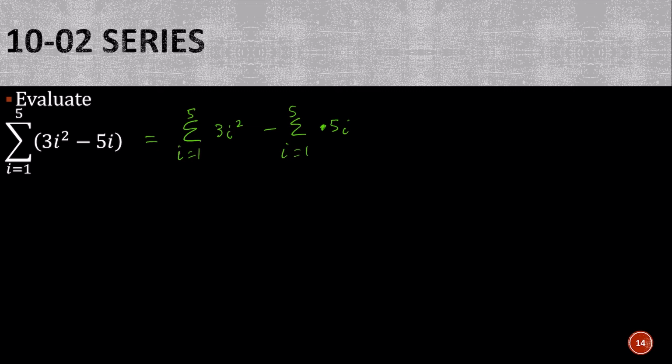Well, we could also factor. All of the first ones would have 3 times the i squared. So it would be 3 times 1 squared plus 3 times 2 squared plus 3 times 3 squared plus... So we could factor out the 3. And the second part is 5 times i, so it would be 5 times 1 plus 5 times 2 plus 5 times 3. So we could factor out the 5.